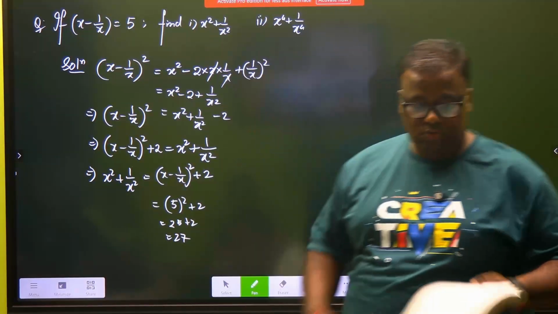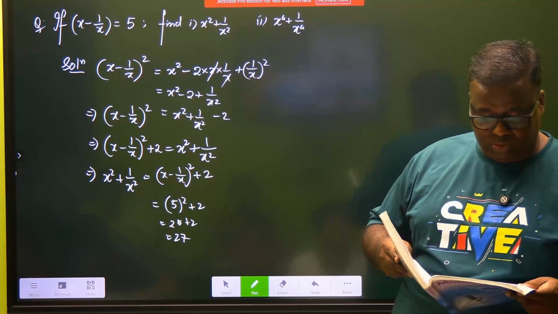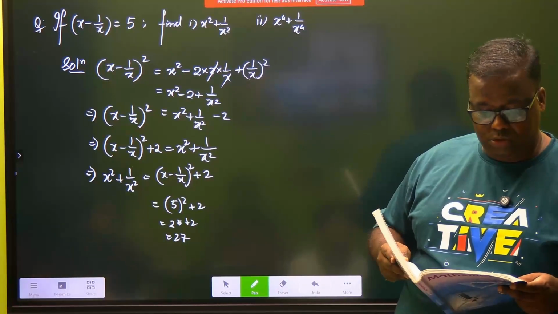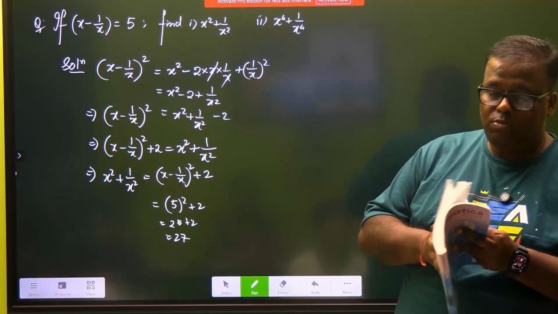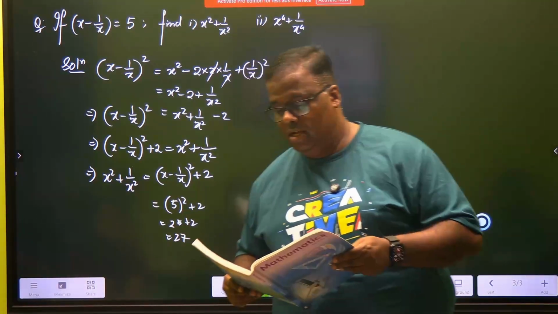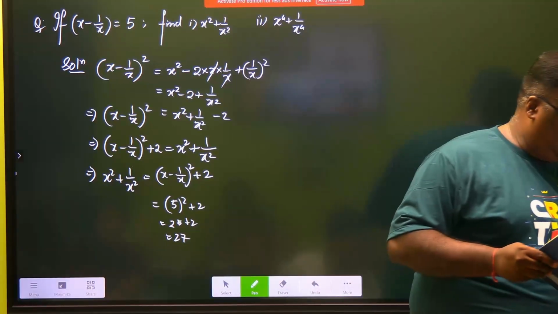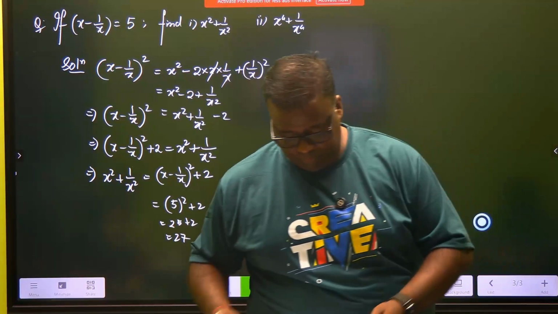Now, you have done a lot of problems on the two identities, that is x plus y whole square and x minus y whole square. Are you fine? There was one more identity, which was a plus b into a minus b is given by a square minus b square, right? So we have done a couple of problems from here.